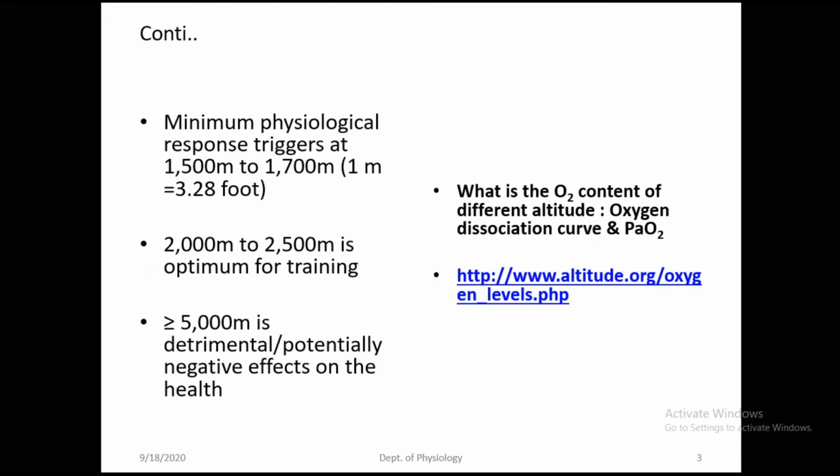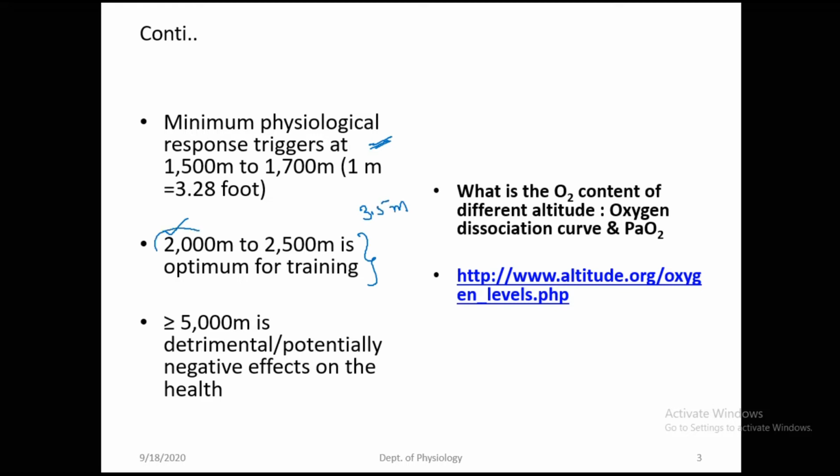Let us see the different levels where the oxygen concentration triggers a physiological response. For example, 2000 meters to 2500 meters is the optimum training range. For beginners, we usually expose them to this altitude and up to 3500 meters.